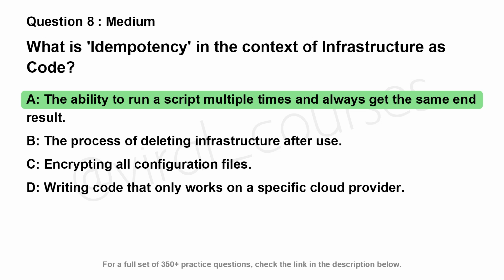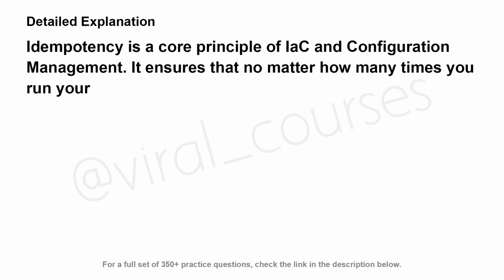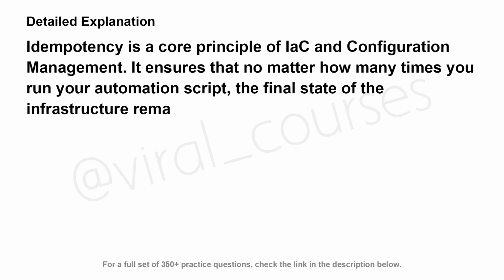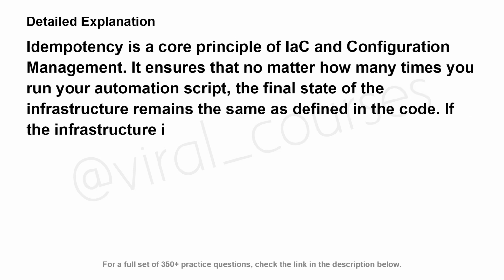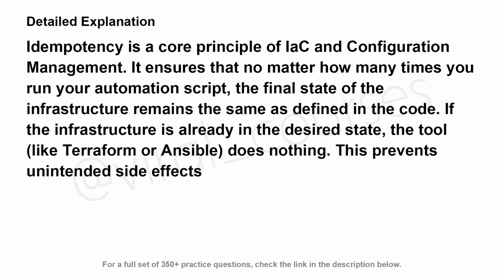The correct answer is A. Idempotency is a core principle of IaC and configuration management. It ensures that no matter how many times you run your automation script, the final state of the infrastructure remains the same as defined in the code. If the infrastructure is already in the desired state, the tool, like Terraform or Ansible, does nothing. This prevents unintended side effects and ensures consistency.